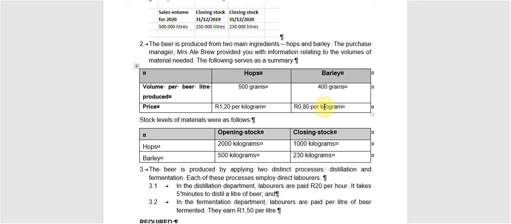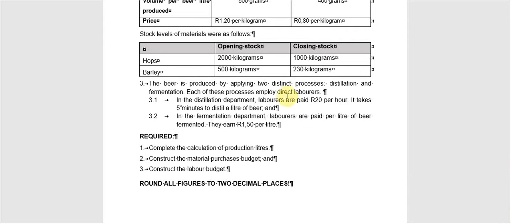Note number 3 states that the beer is produced by applying two distinct processes, distillation and fermentation. The following processes employ the direct laborers. In 3.1, they tell you that the distillation department is set to pay your laborers 20 Rand an hour, and it takes 5 minutes to distill a liter of beer. And in 3.2, in the fermentation department, laborers are paid per liter of beer fermented, and they earn 1 Rand 50 per liter.